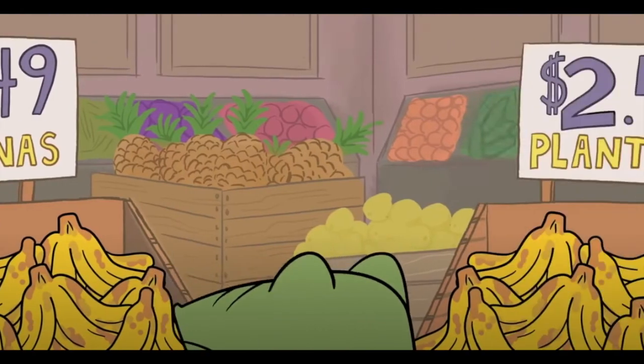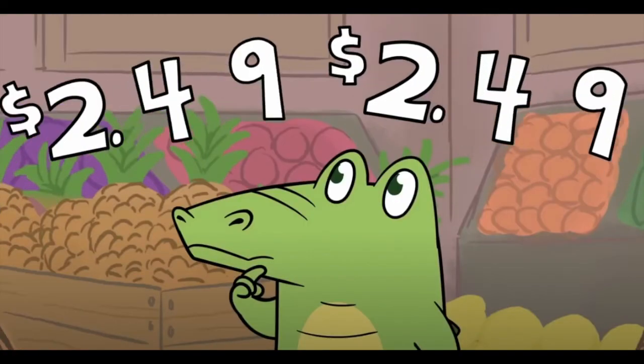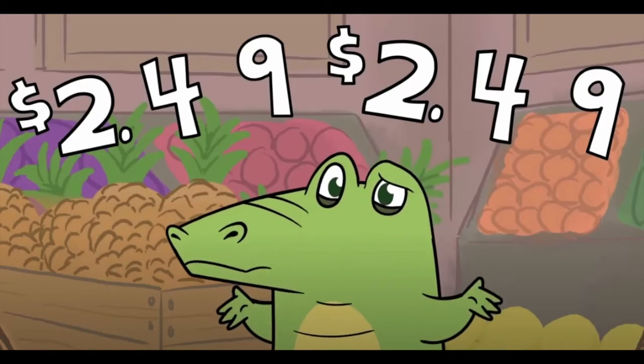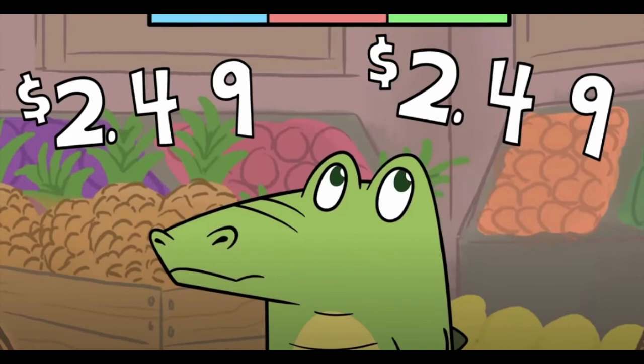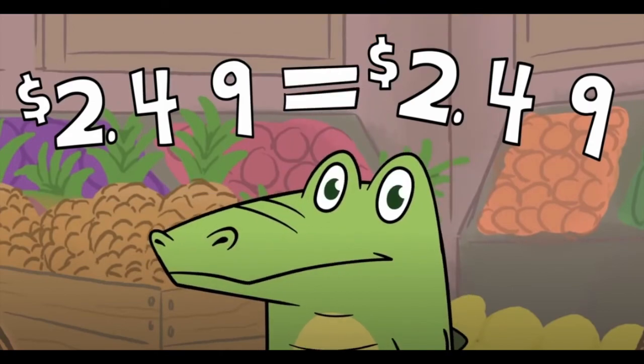Now the numbers are the same on both sides. The gator wants to eat, but he can't decide. Neither is greater or less. It's a perfect tie. So the alligator writes an equal sign.